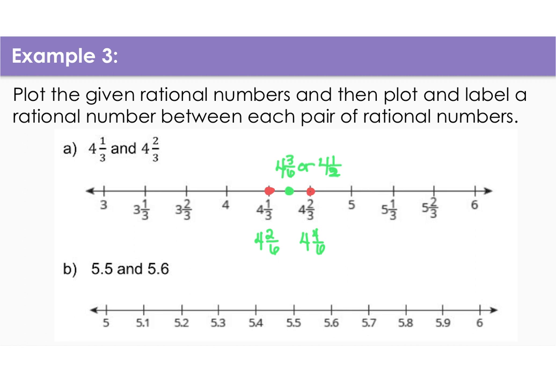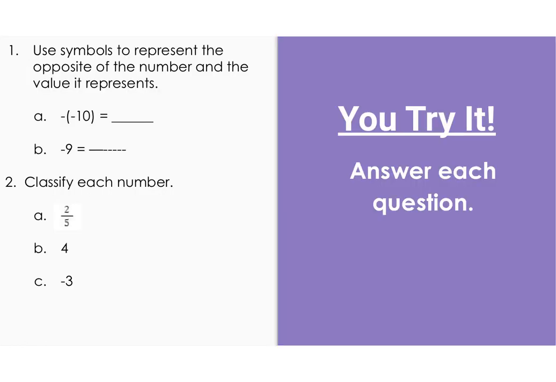Okay, we're going to plot 5.5 and 5.6. So what is in between those? So halfway in between those is going to be 5.55. So I added another 5, indicating that it's halfway between the 0.5 and the 0.6. All right, you try it. It's your turn.